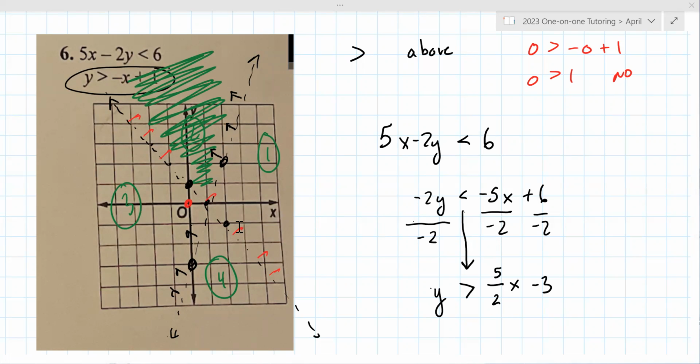Gotcha. You're going through a screen onto my screen, a picture of the paper. I mean, it's not great. Sort of hard. All right.